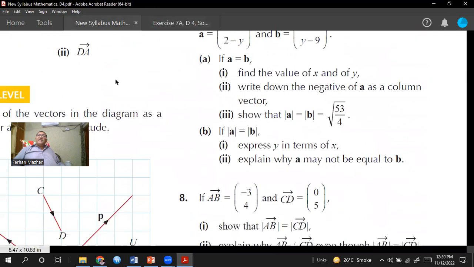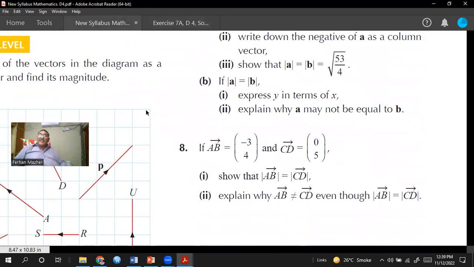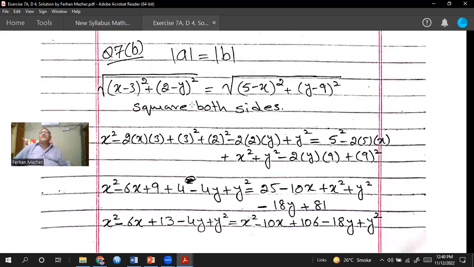Okay, so the next question, the B part. He says, if the magnitude of A is equal to the magnitude of B, express y in terms of x. Then they want us to explain why A may not be equal to B. Okay, so now they say that the magnitude of A and the magnitude of B are equal to each other.